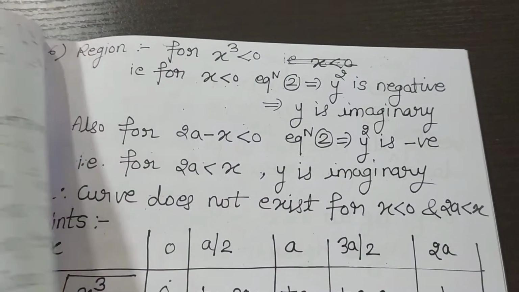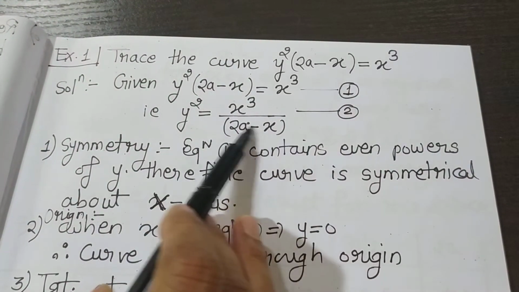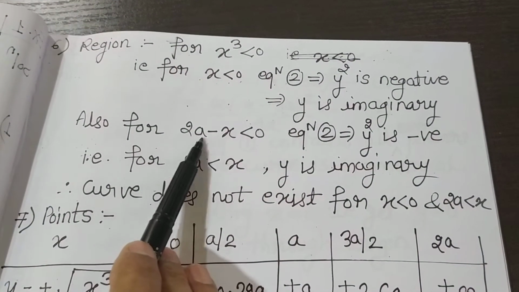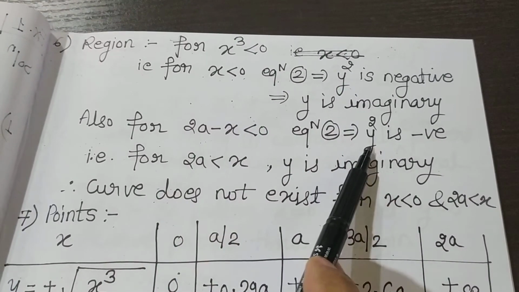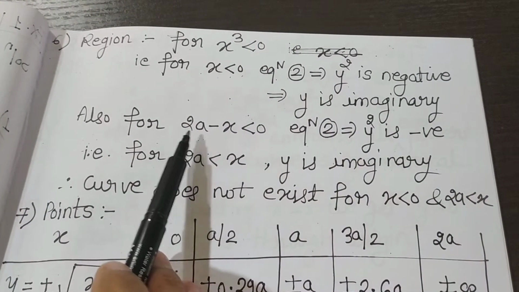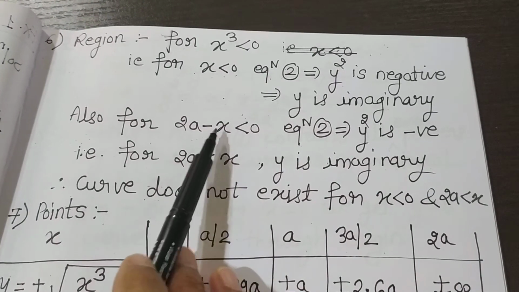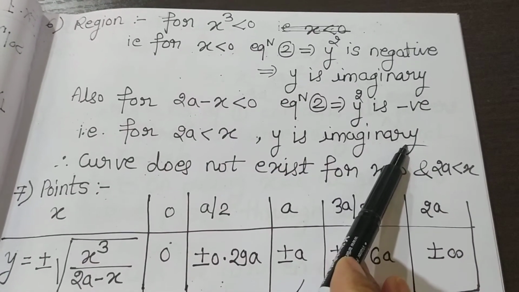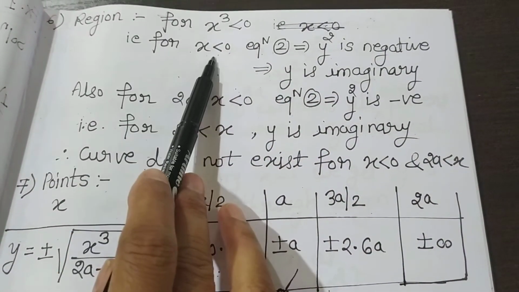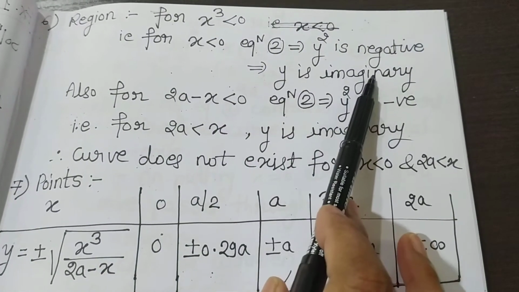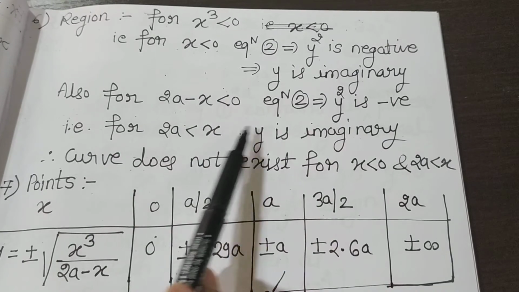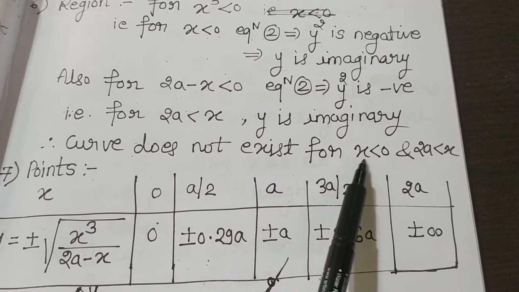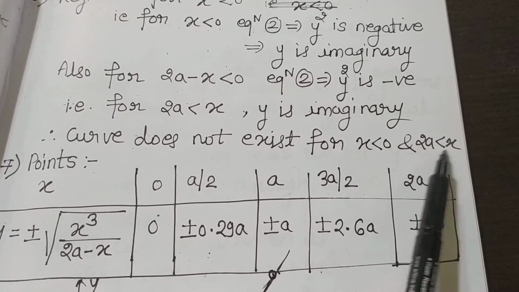Now the next possibility: try to make the denominator less than 0, that is 2a minus x less than 0. Then y square is negative. 2a minus x less than 0 can be written, shifting x to the right, as 2a less than x. So y is imaginary. Here we have observed that for x less than 0, y is imaginary, and for 2a less than x, y is imaginary. Therefore the curve does not exist for x less than 0 and 2a less than x.